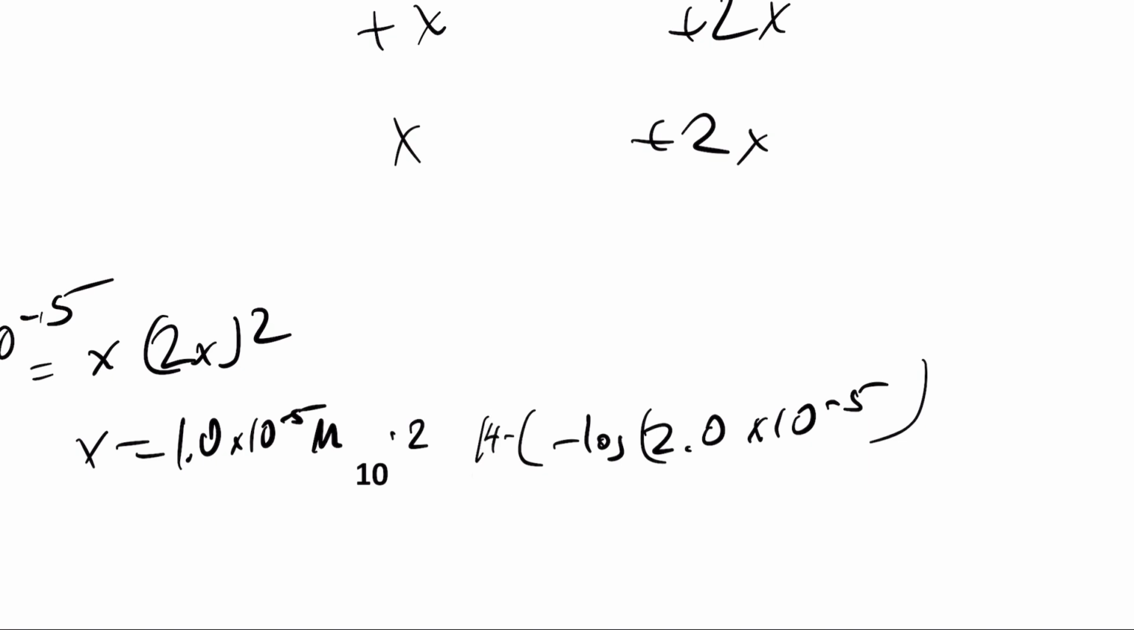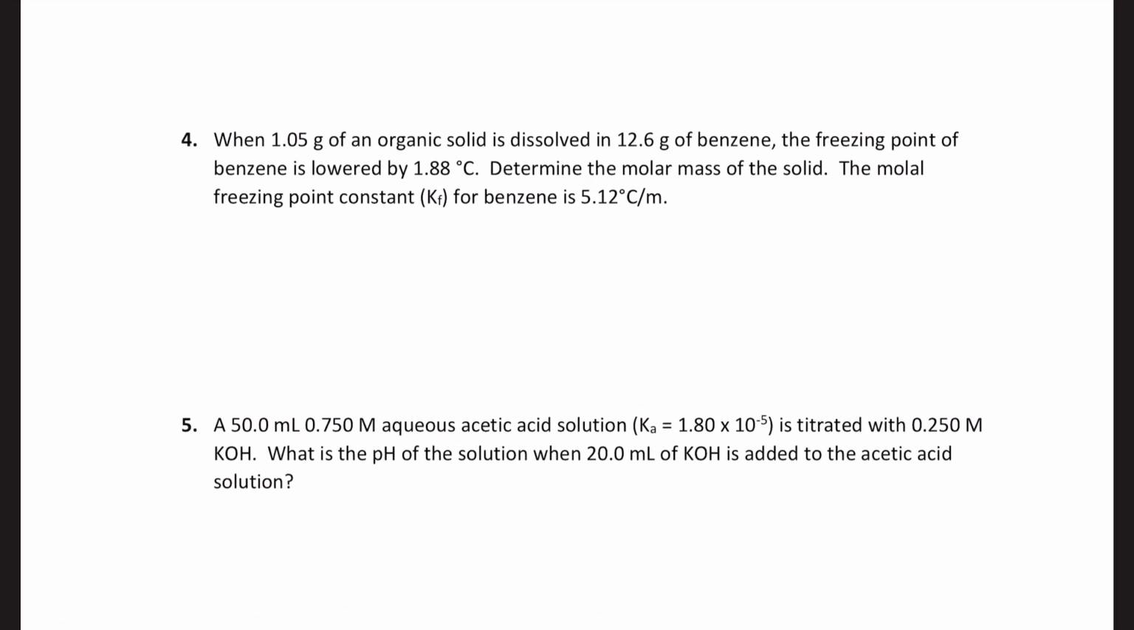All right, so let's do this. 14 minus negative log of 2.0 times 10 to the negative 5. Boom. 9.30. Perfect. That is a-okay. All right, moving on. You have 1.05 grams of organic solid, and it's being dissolved into 12.6 grams of benzene. Benzene is an organic non-polar thing, but it's whatever, it's chill.